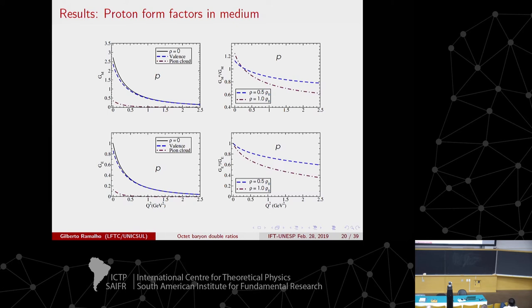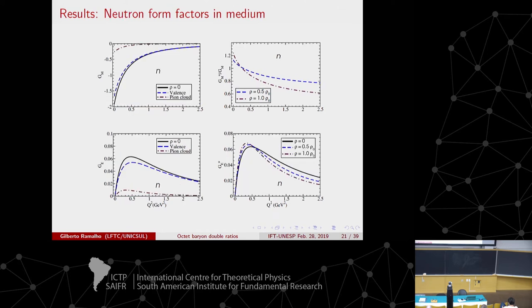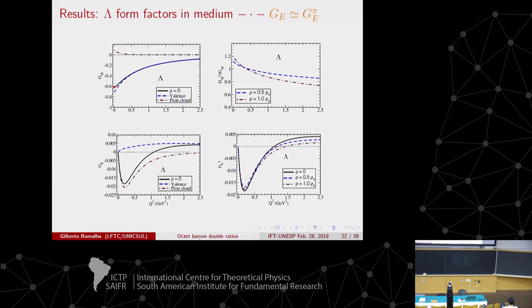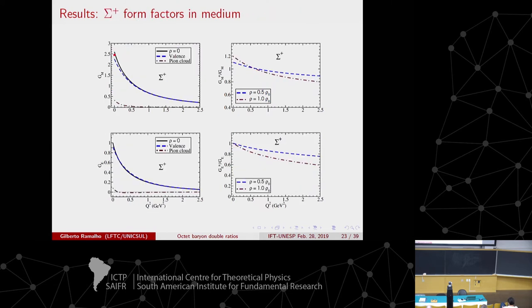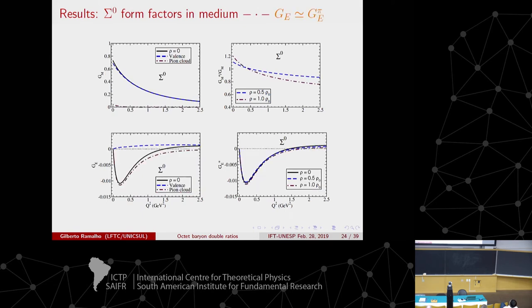So these are the results for the octet form factors. In vacuum, here we have results for G_E and G_M, and we isolate the contribution from valence quarks, dashed line, and pion cloud, dot-dashed line, and the solid line is the final result. Here I'm showing the results for the ratios between the form factors in medium and in vacuum, but I'll skip some of the slides. The important thing to tell you is that in most cases, the valence quark part is the dominant part. There are a few exceptions.